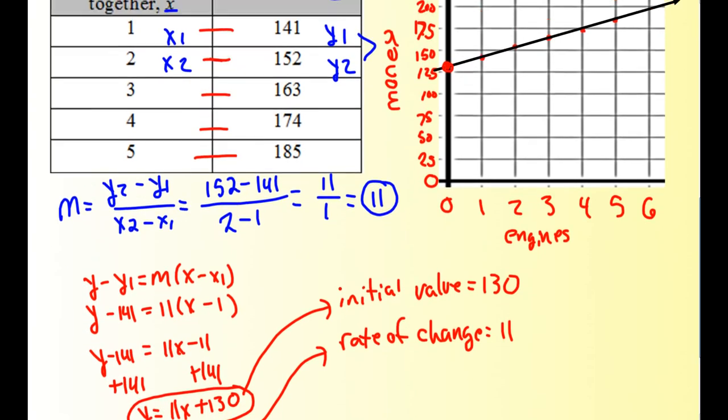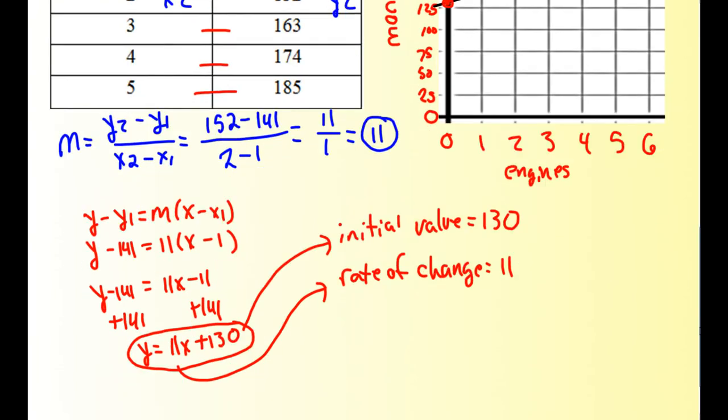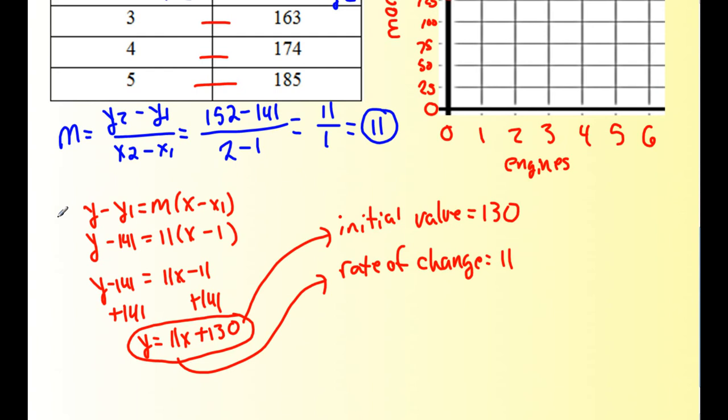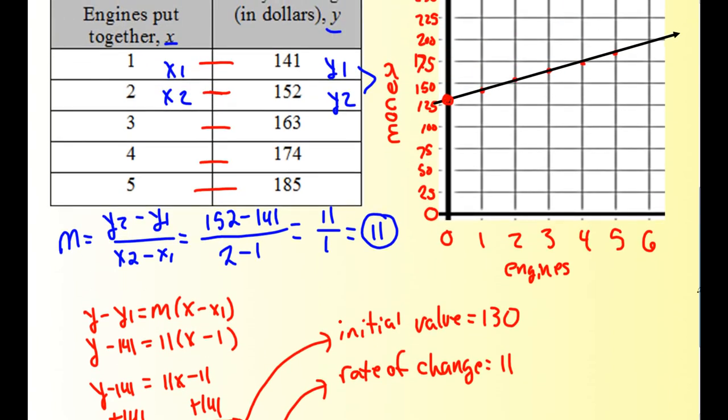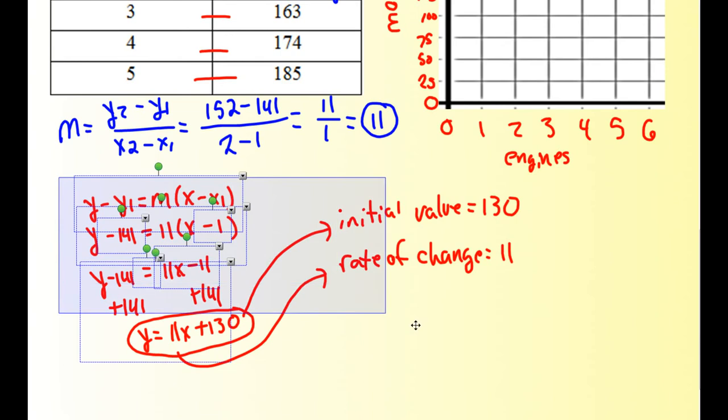I want to show you a slightly different way of finding this initial value. What we did a second ago is we used point-slope form. We plugged in a point and the slope. We solved for slope-intercept form, and then the y-intercept was our initial value. Let's look at this logically. So I'm going to take this red stuff and move it.